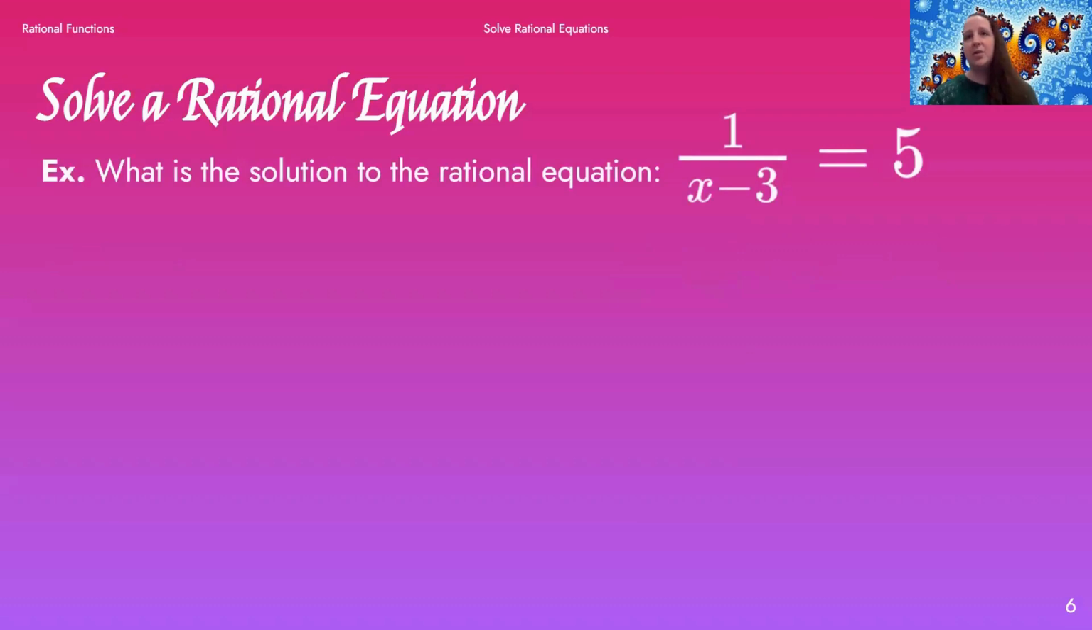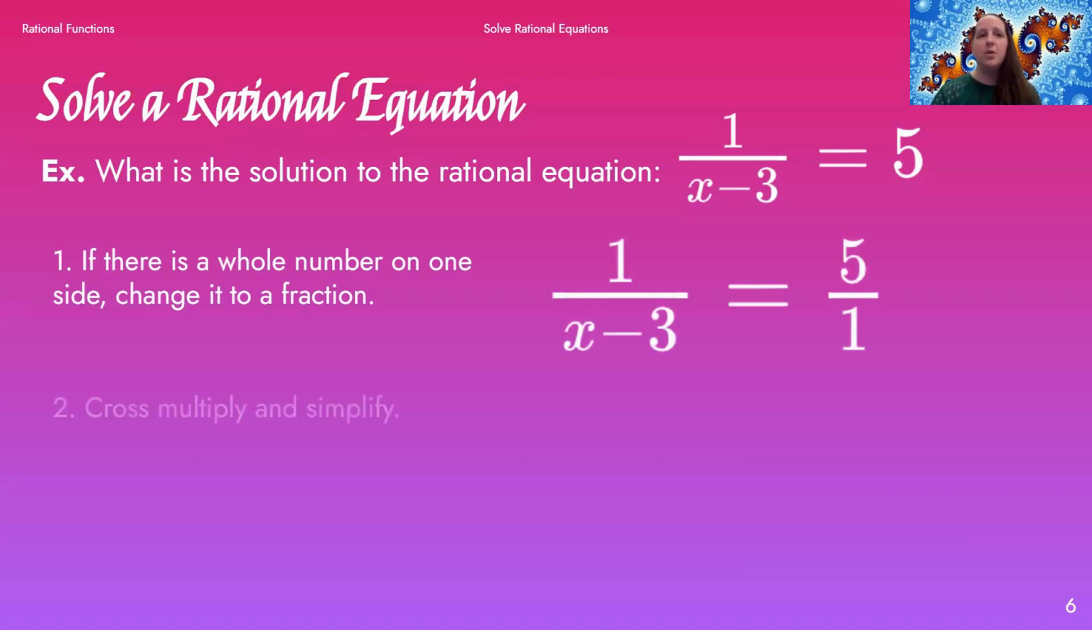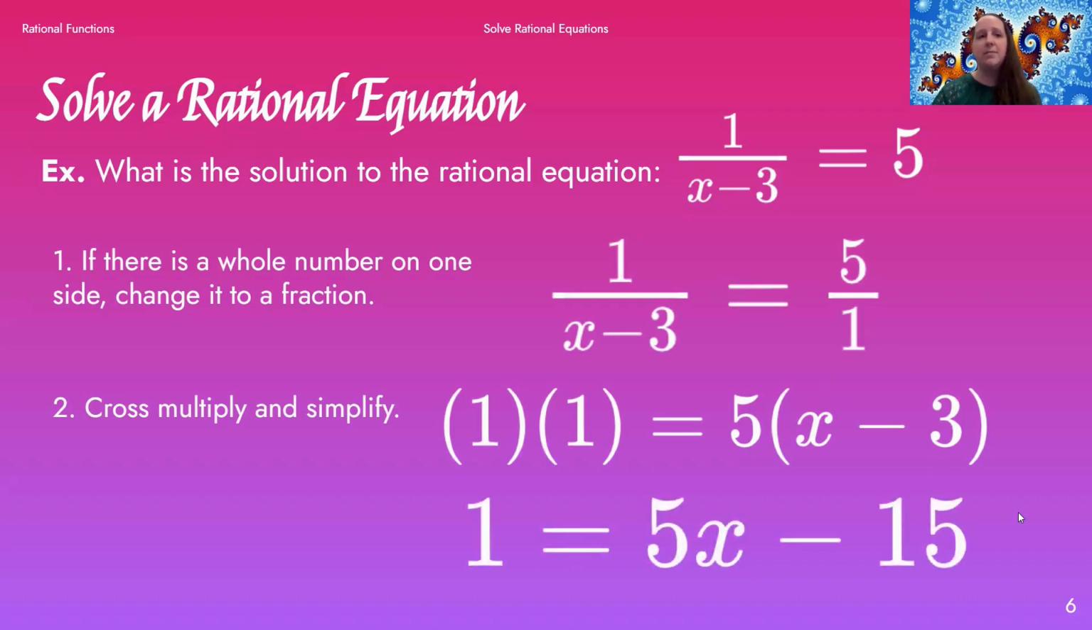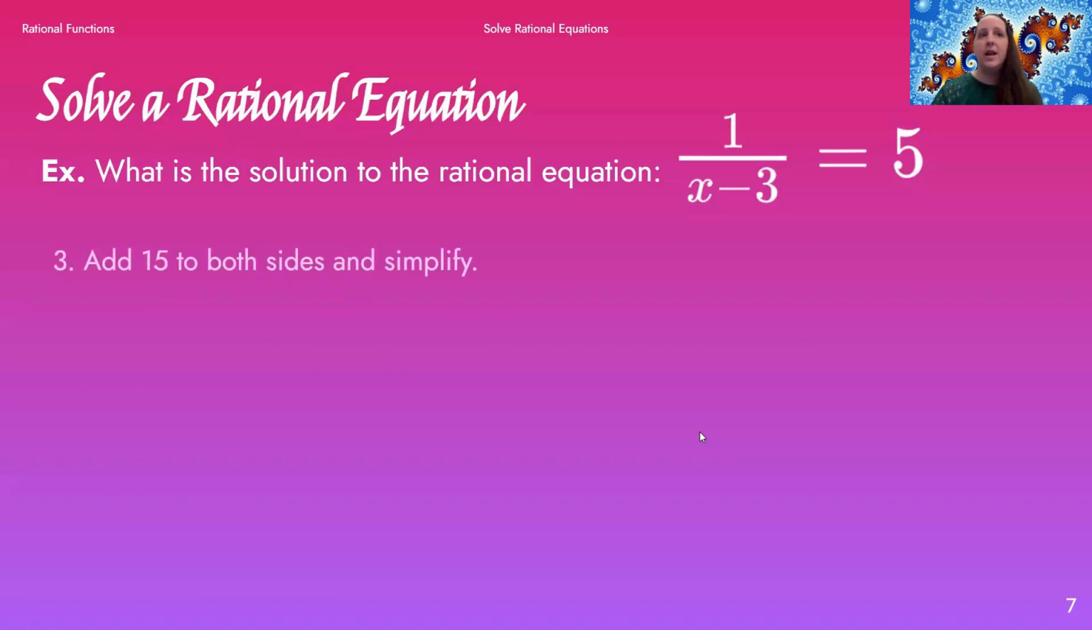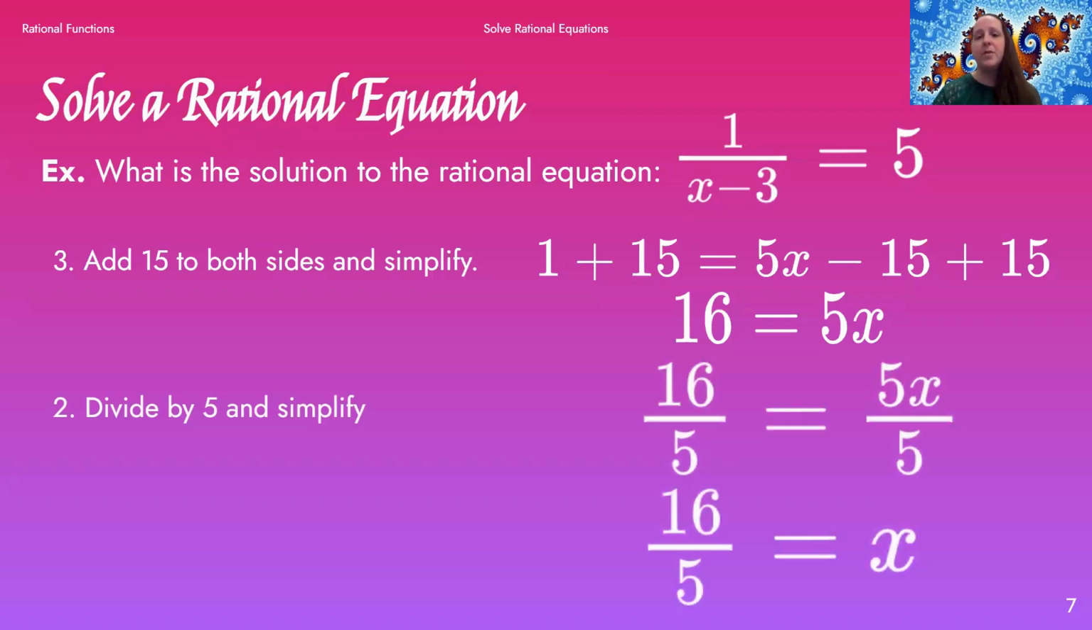1 over x minus 3 equals 5. So again, there's a whole number. We're going to change it to a fraction, so 5 over 1. We're going to cross multiply and simplify. So 1 times 1, and then 5 times x minus 3. We're going to distribute that 5. So that gives us 1 equals 5x minus 15. We're then going to add 15 to both sides and simplify, which gives us 16 equals 5x. And then, of course, divide by 5 to get x by itself. So that gives us an answer of x equals 16/5.